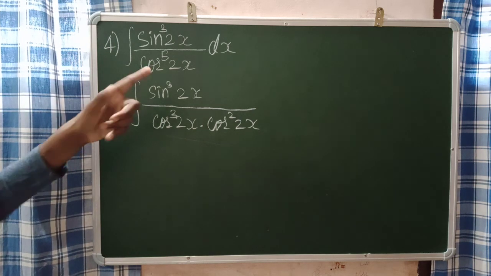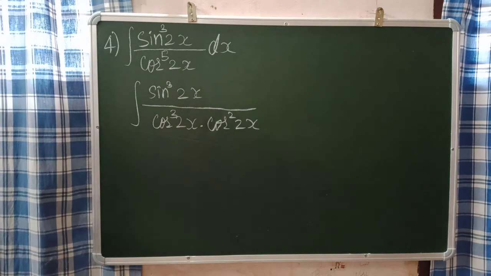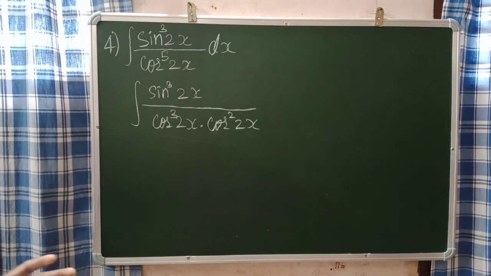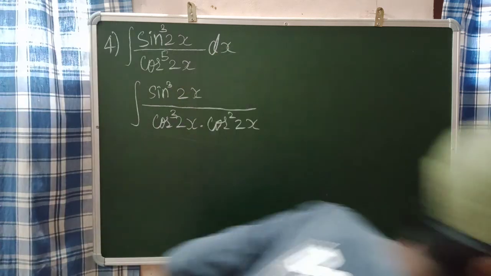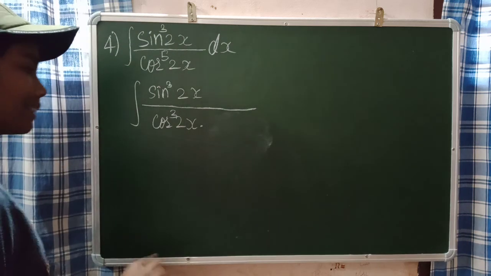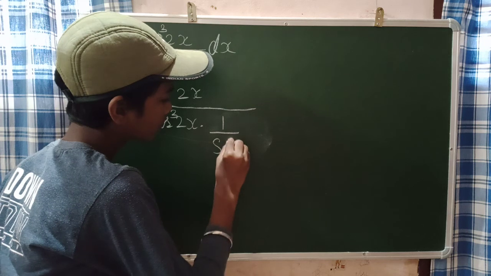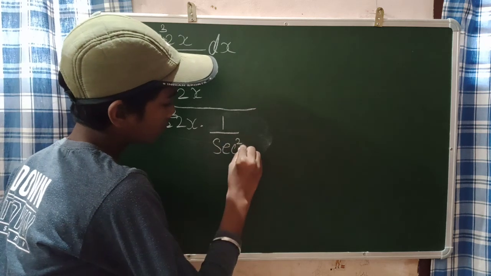So cos to the power 5 of 2x can be written as cos cube 2x into cos square 2x. What is the reason we are writing like this? Listen carefully. Now I am going to write this cos square of 2x as 1 by secant square of 2x.